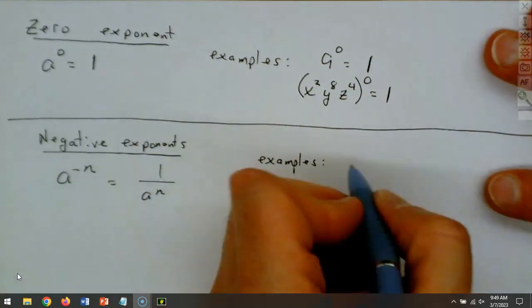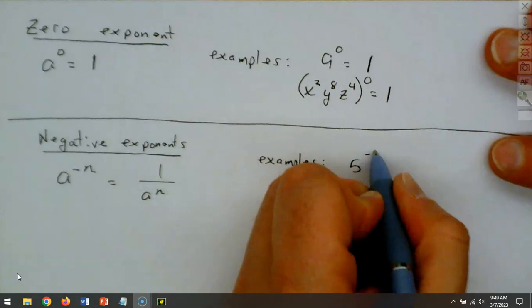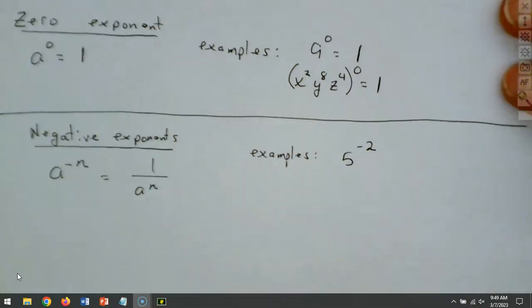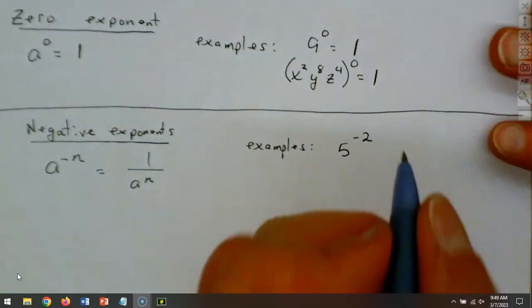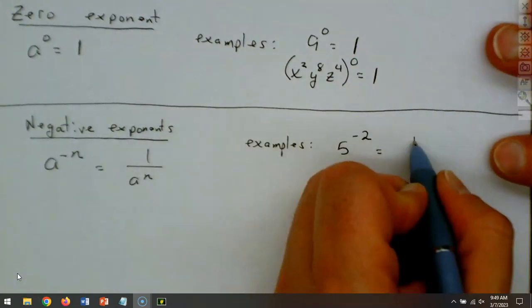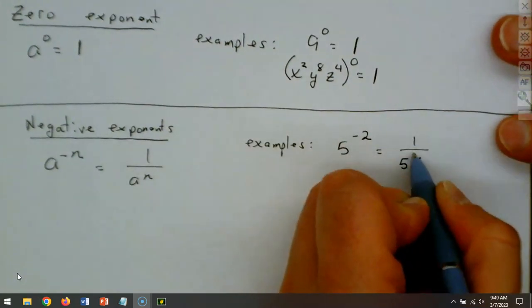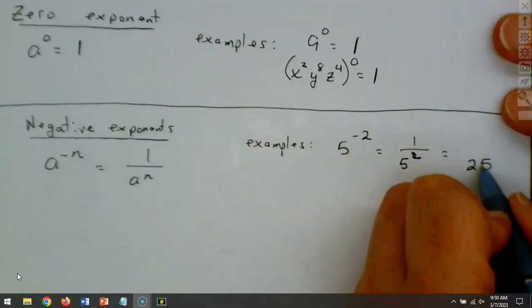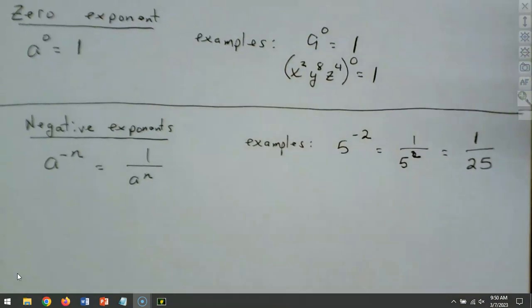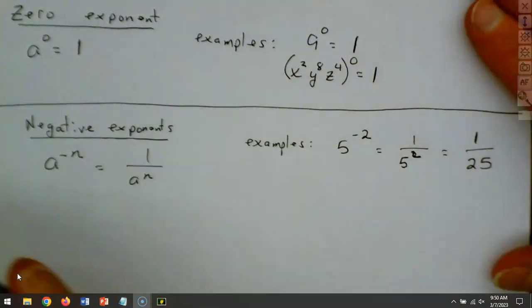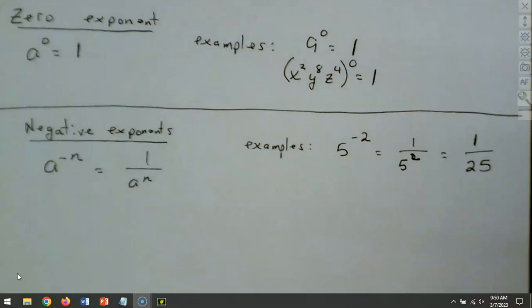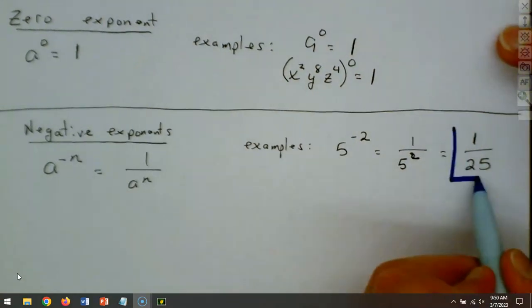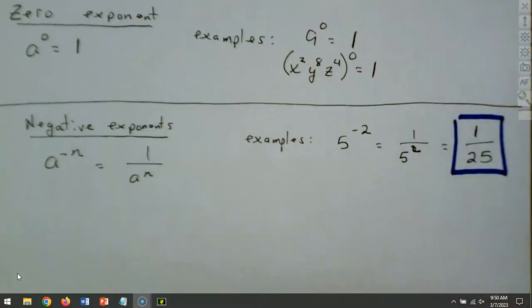So here's an example. How about 5 to the negative 2nd power? Well, 5 to the negative 2nd power, I would rewrite that as 1 over 5 squared. And 5 squared is pretty small because 5 squared is then what? 25. So what would my final answer then be? For 5 to the negative 2nd, it would be 1 over 25. So negative exponents become a fraction.